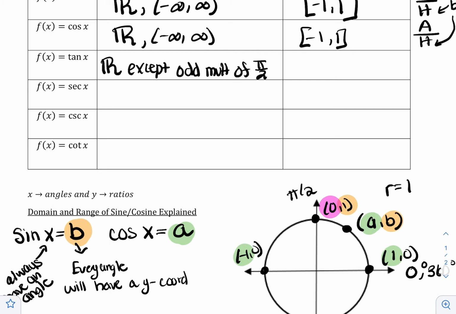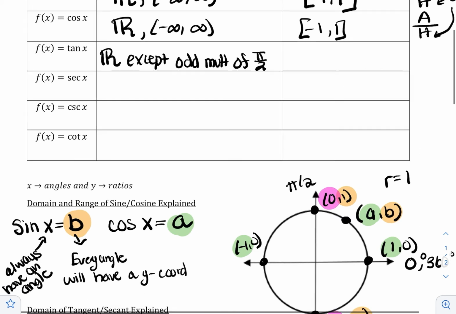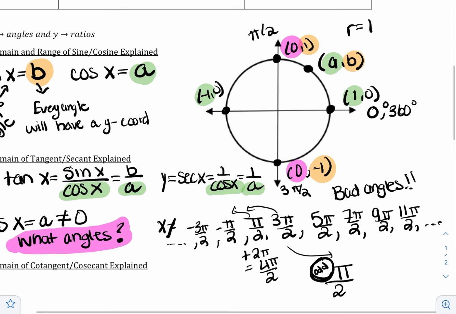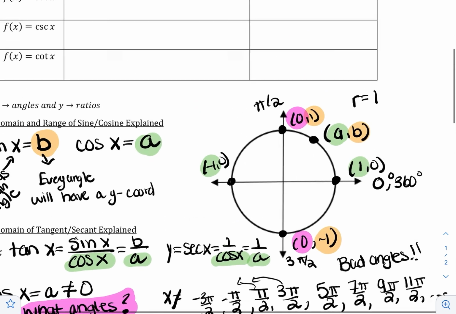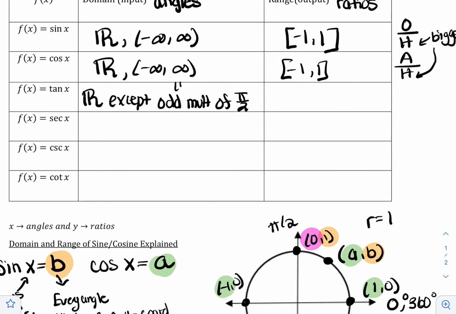The reason that you're calling them multiples is because they're multiplying pi over 2. You're taking the odd numbers and multiplying them, right? Negative 3 times pi over 2. Negative 1 times pi over 2. 1 times pi over 2, and so on. So again, you can make a little note. These are the bad angles. And secant is exactly the same because they both have cosine in the bottom.